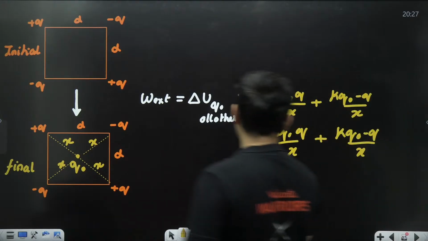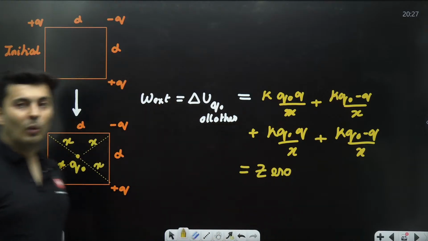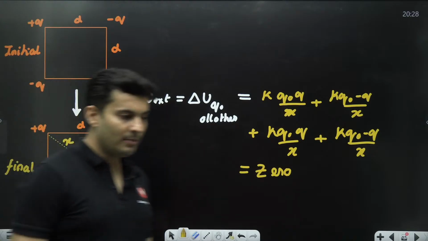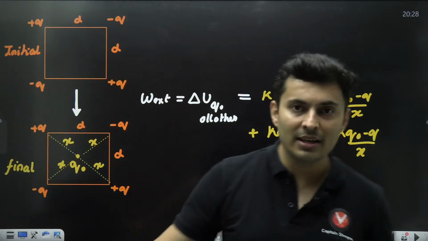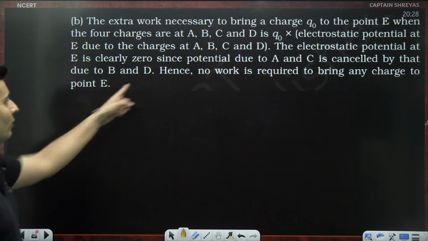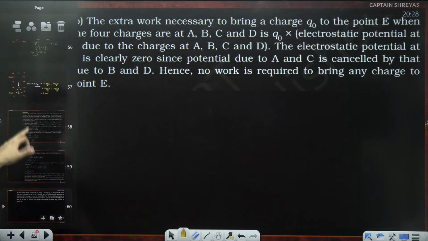Guys, all these terms will cancel and you will get a big fat 0, which means you won't need any work to do this. Whatever kinetic energy was there before will remain, whatever potential energy was there will remain. No extra work is needed. So that should be the answer, guys. Yes, no work is required to bring any charge to that particular point. That solves the problem.